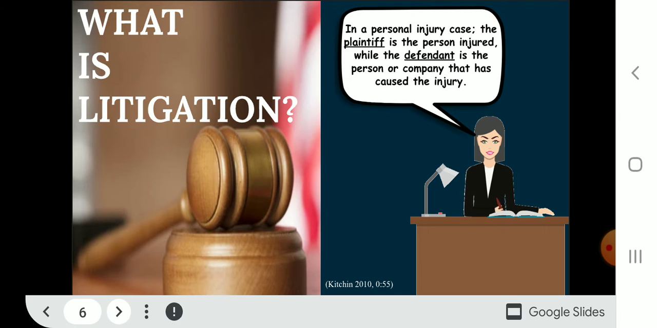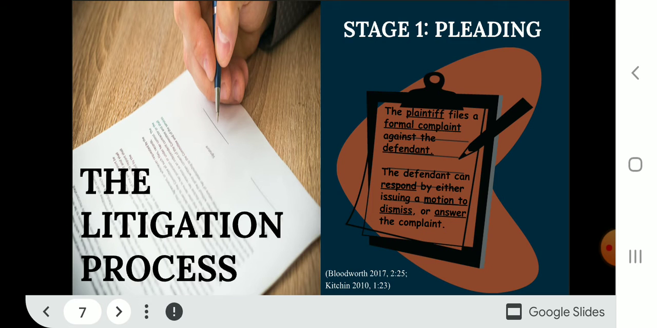Any person who is injured and seeking justice through the court system is referred to as a plaintiff, whereas the individual or company that has caused the injury or injustice is referred to as the defendant. Now let's look at the litigation process.